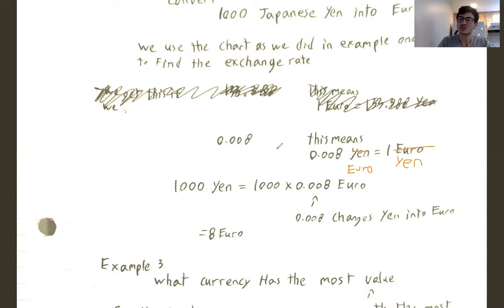Okay, so using this conversion value, we can do 1,000 yen is going to equal 1,000 times 0.008 euros. So that 0.008 euros replaces the unit yen. It's the same idea of what we did when we first started doing unit conversions. We're just replacing the value of the unit, so here yen, with a number and the new unit, because that number represents how many euros 1 yen equals. And then this is going to give us 8 euros. So 1,000 yen is about 8 euros.